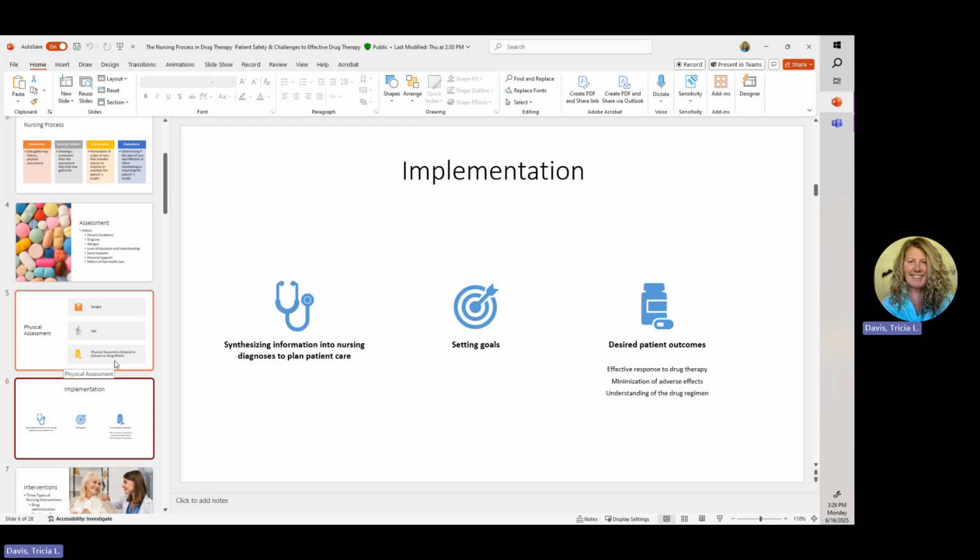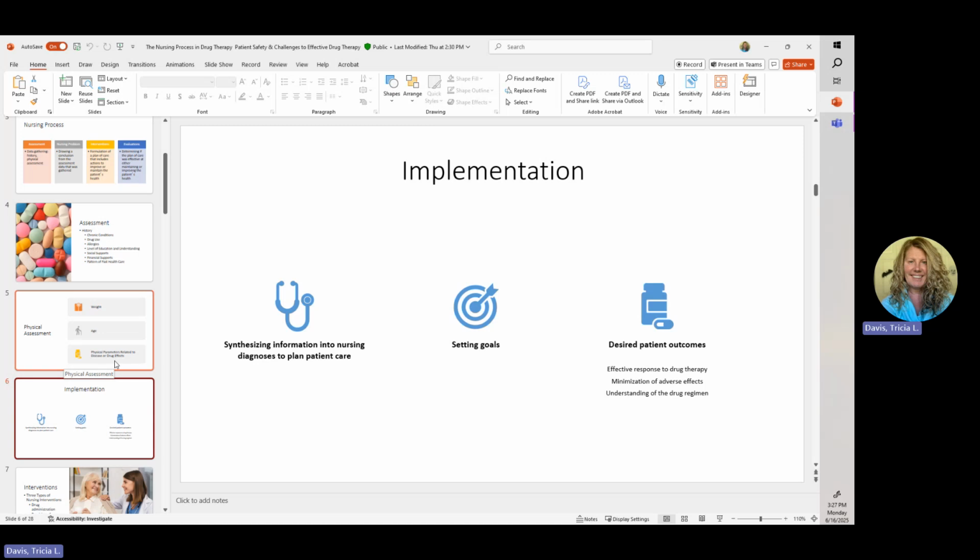So when we go into our implementation process, this is where we're going to get all of that information that we took through their past medical history and that physical assessment, and we're going to synthesize all that information into creating what we call nursing problems, or you may see it still used in other resources as a nursing diagnosis, to be able to plan patient care.